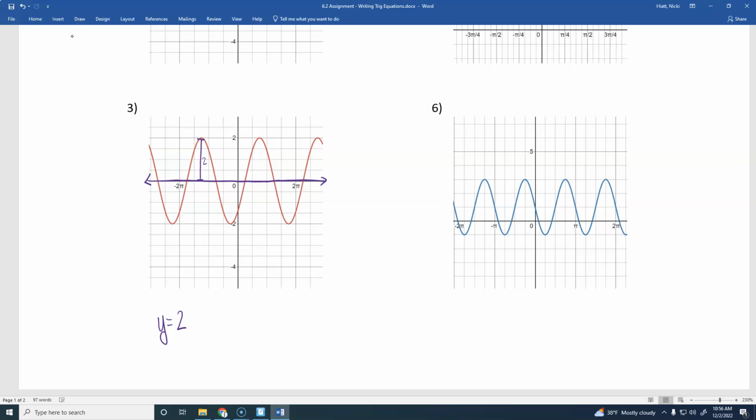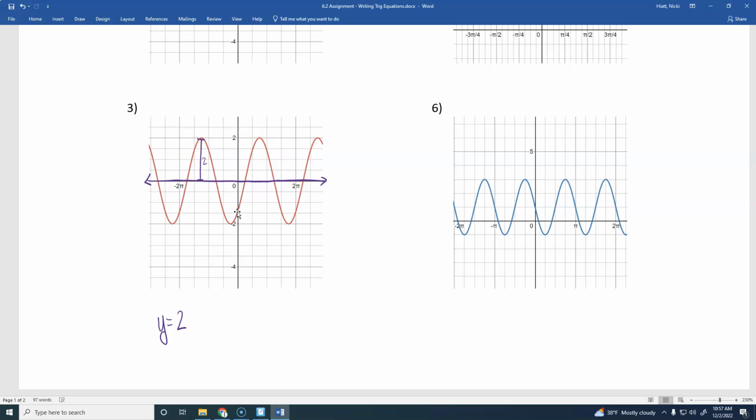Okay? So if we look at our y-intercept, that can sometimes help us decide whether to choose sine or cosine, but does it help us here? No, because it does not intersect that y-axis at a maximum, a minimum, or the midline, right?